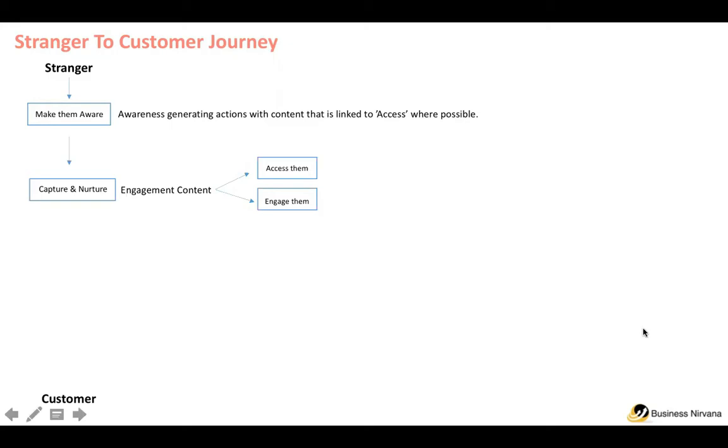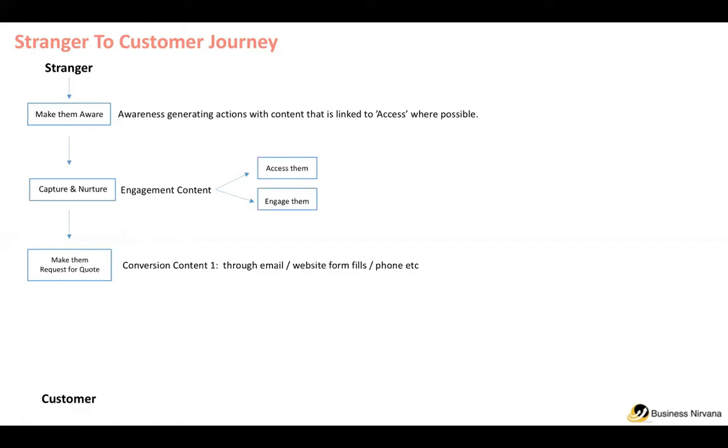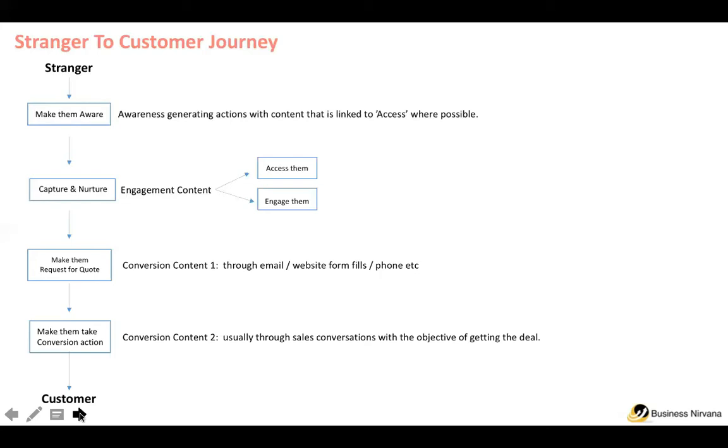The capture and nurture basically consists of access and engage. If you remember my first 2 email marketing lectures, access relates to lead generation and engage relates to lead nurture, where we talked about newsletters and having a nurture sequence. Then we start asking them to take actions that signal their interest in us, and ask them to take a commitment, a conversion action. It's also known as conversion content 1. This could be in the form of form fills, phone, face-to-face, email, and so on. Then we want to make them take another conversion action, usually in the form of a sales conversation. Here's where we as business owners want to get it across the line. We want to get the deal, and that's literally at the pointy end of this whole journey, following which hopefully they become a customer.